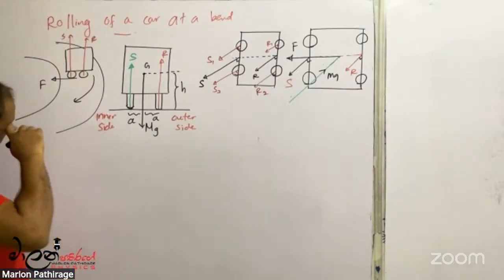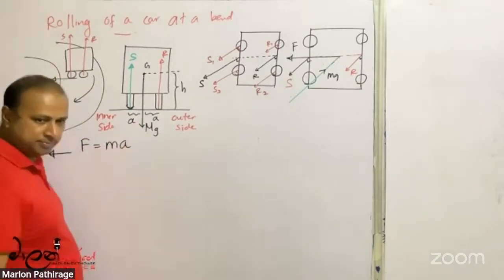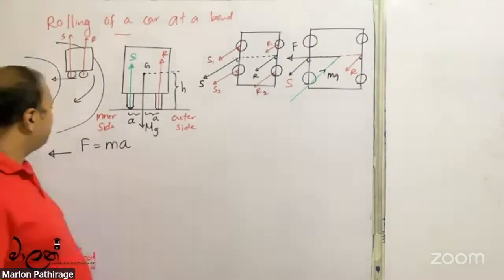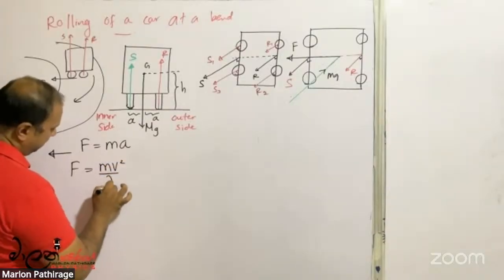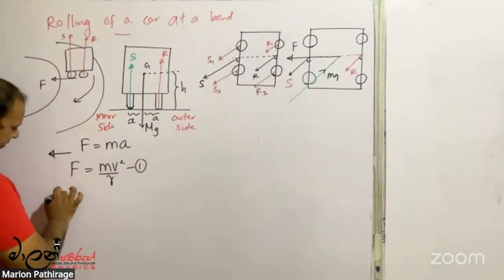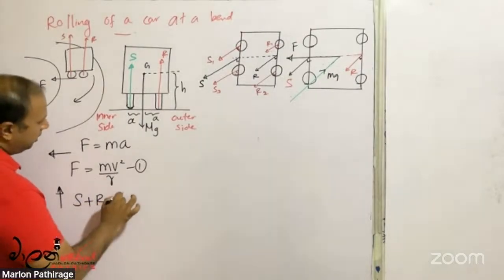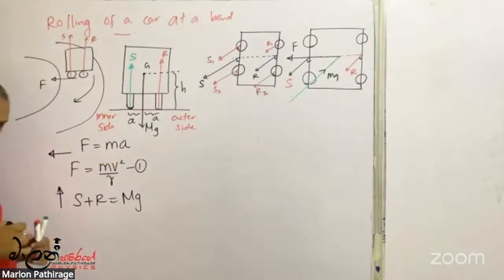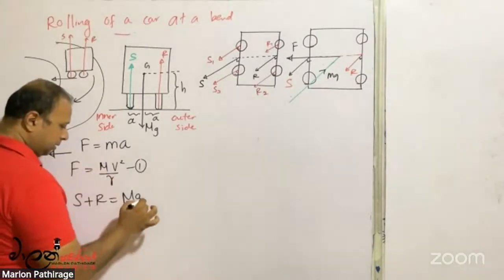Then I can use those three. Apply F equals MA to this side. If I apply F equals MA, then the friction force is equal to M V squared over R. That is number one. Then vertically, if I take vertical equilibrium, the vertical forces are S plus R. S plus R is equal to mg. This is the second equation.